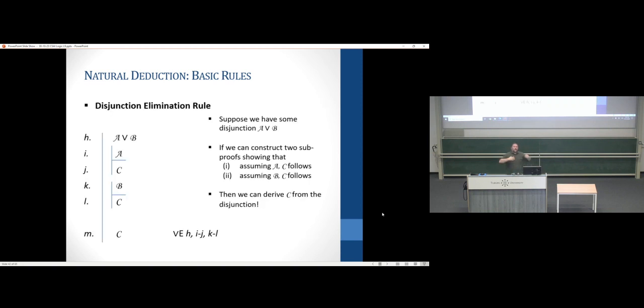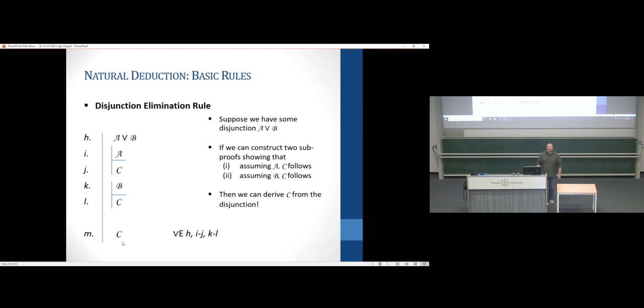It says, okay, you've got a disjunction on your proof line. Well, if you can show in one subproof that the left disjunct gets you to C, and then in a second subproof that the right disjunct also gets you to C, the exact same sentence, then you know no matter which way you go, you're going to end up at C.